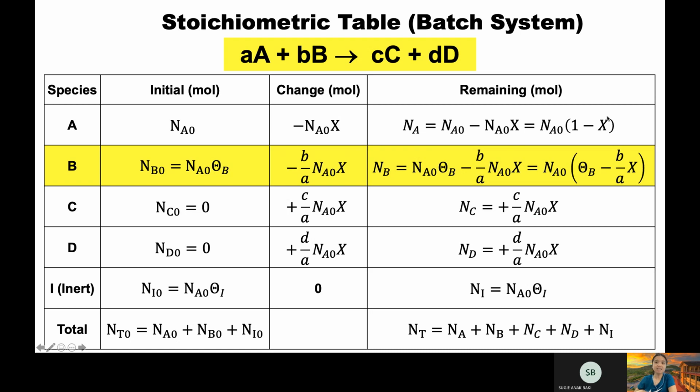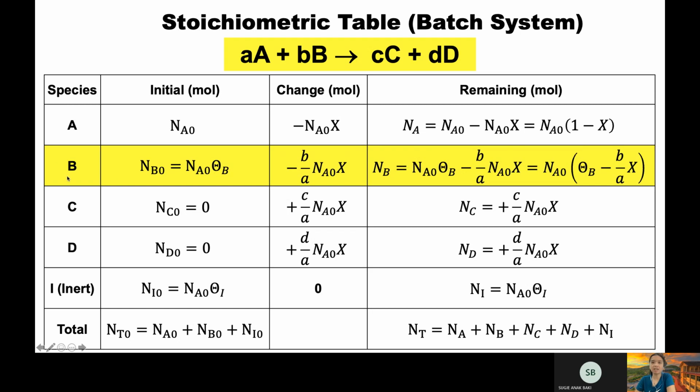So later kita akan guna information ni untuk cari concentrations. Now kita dah dapat derive NA in the form of NA0 dan X, which is NA equals to NA0 in bracket 1 minus X. Or we also can know berapa bilangan mol NA yang tinggal after the reaction.